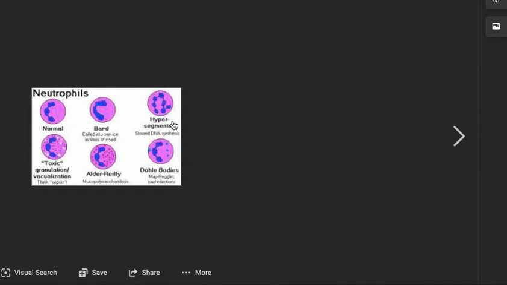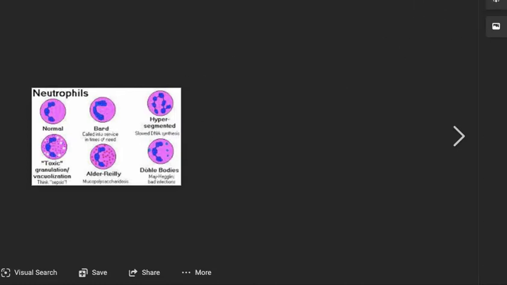So what is the condition when hypersegmented neutrophils are there? It simply shows that there is abnormality in DNA synthesis, and it occurs in vitamin B12 deficiency. These are also called megaloblastic changes. And what are megaloblastic changes? Simply those in which there are hypersegmented neutrophils. Okay, so this one occurs in megaloblastic anemia.